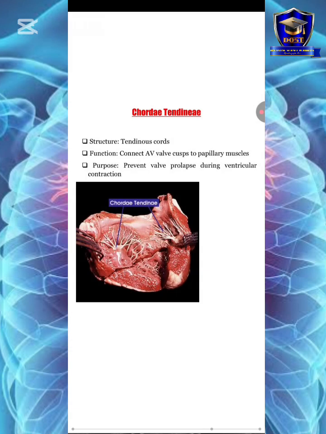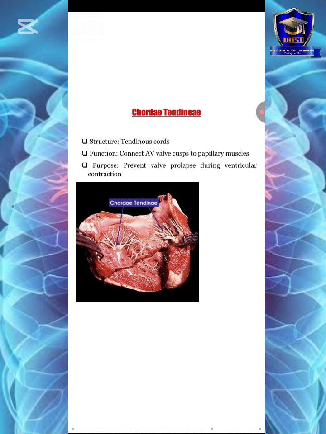Now, let's talk about the chordae tendineae. So what's this chordae tendineae? I said it's a cord earlier. Its function is to connect the AV valves. When we say AV valves, I mean the atrioventricular valves, that's the bicuspid and the tricuspid valve. Two of them make up the AV valves. So the function is to connect both the bicuspid and the tricuspid valve.